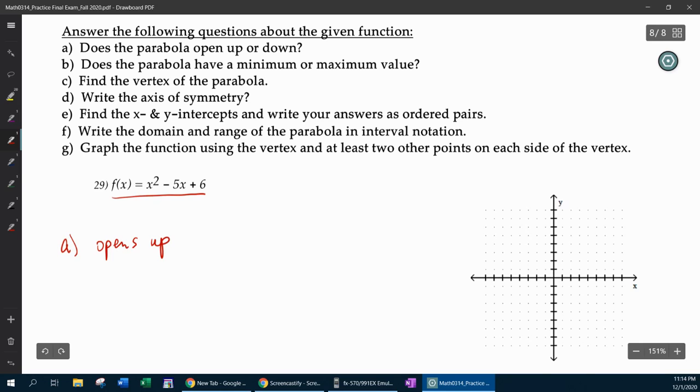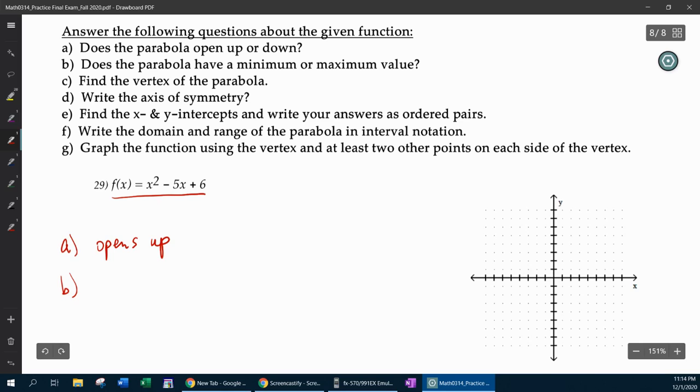And how do I know that? It's because a is greater than 0. The value for a is 1. 1 is greater than 0, and that's why it opens up. Did you catch that? If the coefficient of x squared is greater than 0, then the parabola opens up.